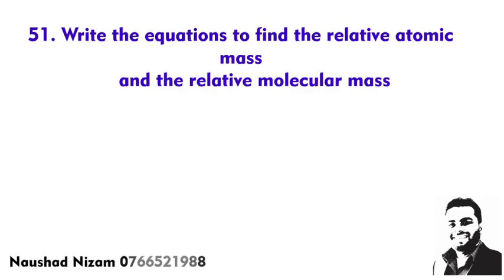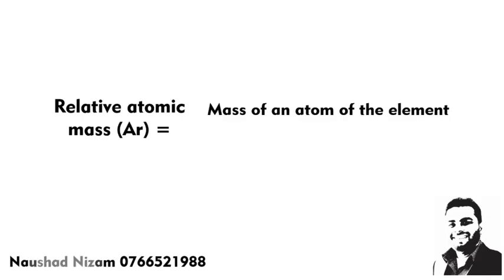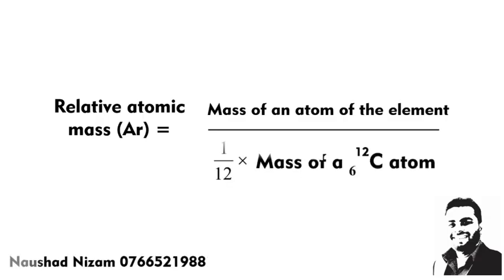Now, in your syllabus, they have given an equation to find the relative atomic mass and the relative molecular mass. So what is the equation to find the relative atomic mass? Take the mass of any atom of the element and divide it by 1/12 of the mass of the carbon atom. Which carbon atom? The isotope carbon-12.